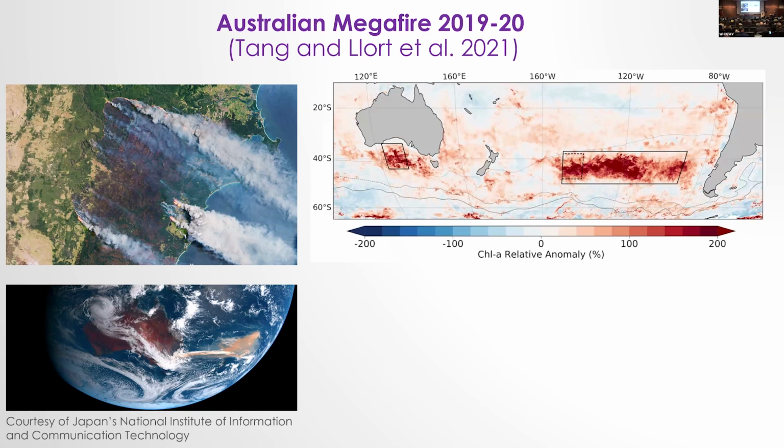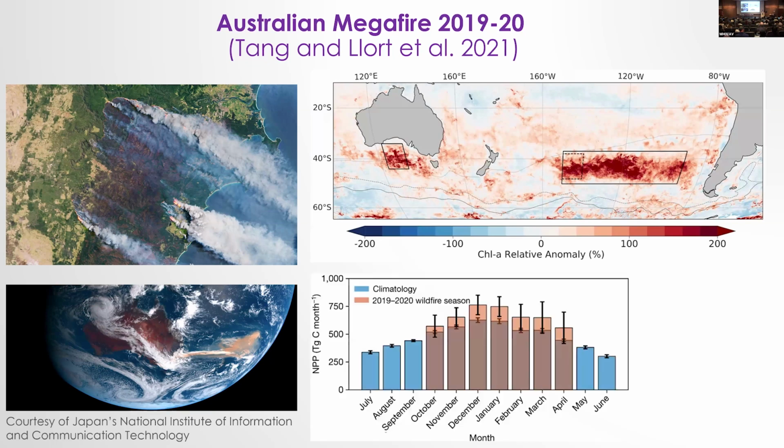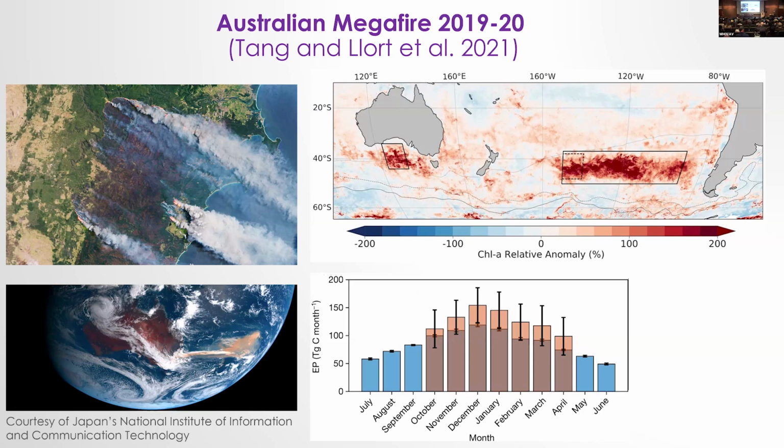And so what the authors of this study did is they looked at the chlorophyll anomalies for that year, for that summer, in relation to that smoke deposition. And what they found was that if you integrate over that area, the size of that phytoplankton bloom was the same size as Australia itself. Absolutely massive. And they translated that into changes in net primary productivity. And what they found is that for this year, there was about 20% more net primary productivity in the region compared to the climatological mean. Same for the export potential, the carbon export: there's about 20% more that year compared to the climatological mean.